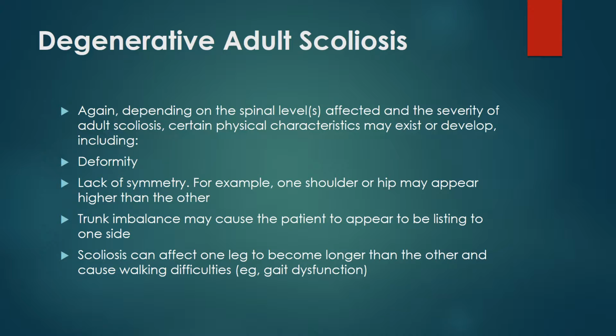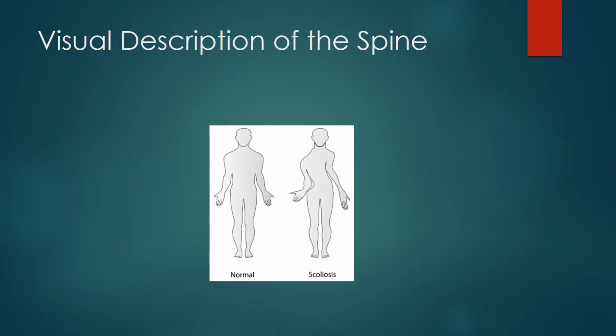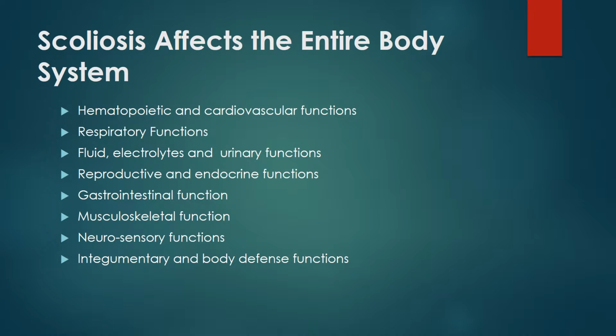For example, I just listed a visual description of what a normal spinal posture should look like. And when the patient has this scoliotic process, you can see how the spinal column and the body is distorted in shape.